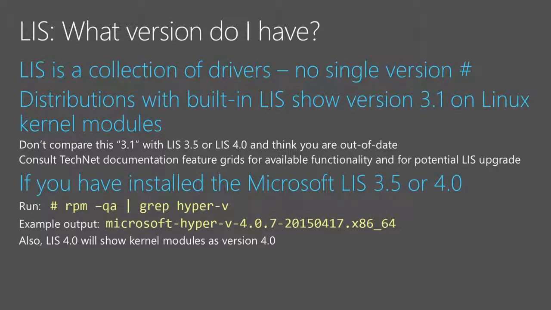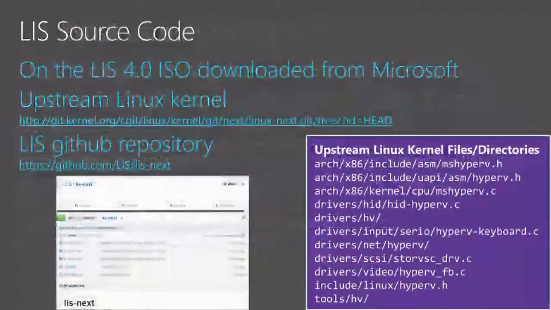If you have installed LIS 3.5 or 4.0, you can use the rpm command and grep for Hyper-V. You're going to get a package name back, and you'll see the version number in that string. So 4.0.7 is, in fact, the very latest and greatest version of LIS if you have installed it. We did fix the kernel modules in LIS 4.0 to report their version as 4.0. It's another question I've gotten a couple of times down on the show floor here.